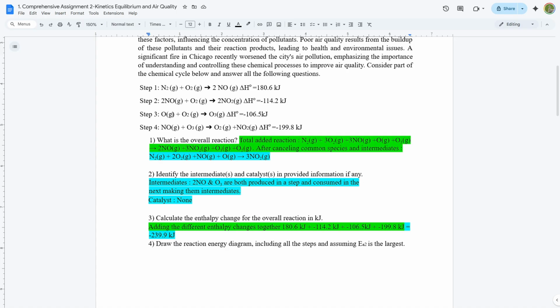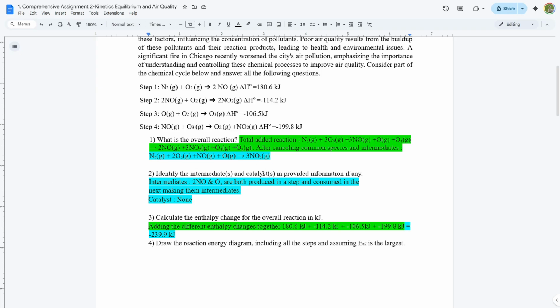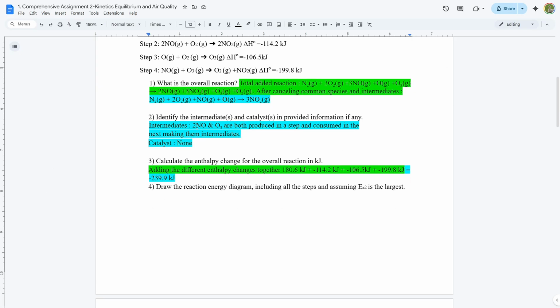Okay, so for question 1, it says the overall reaction. Adding all the reactions together, we get this with reactants and products. But after canceling out common species and intermediates, our overall reaction is left with N2, 2O2, NO, and 3NO2. That's what we end up with after canceling.